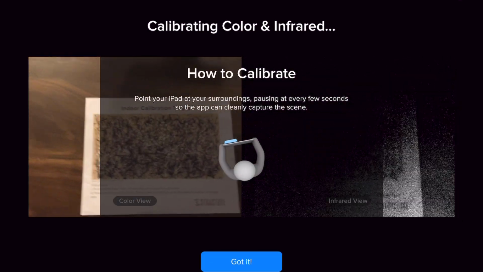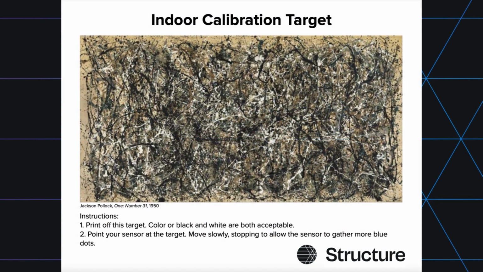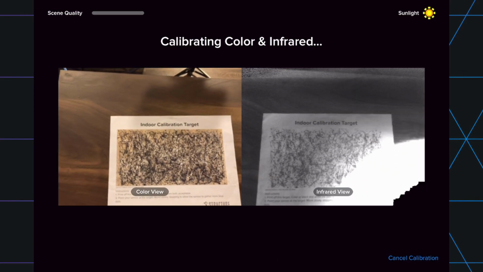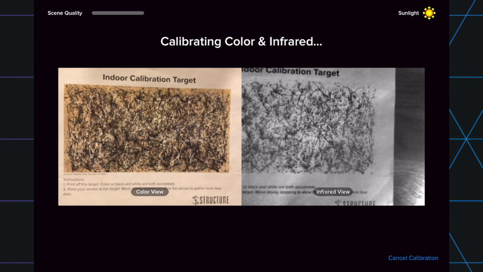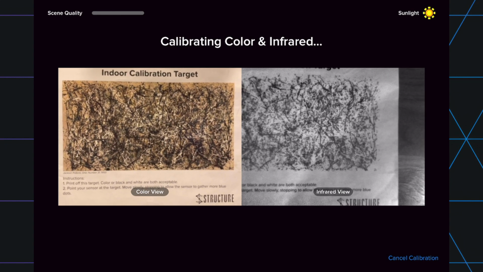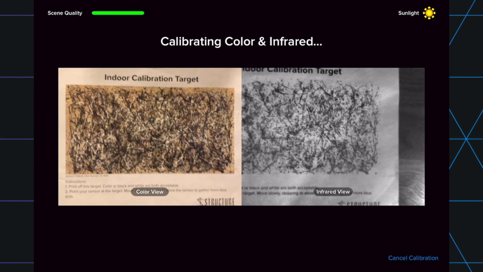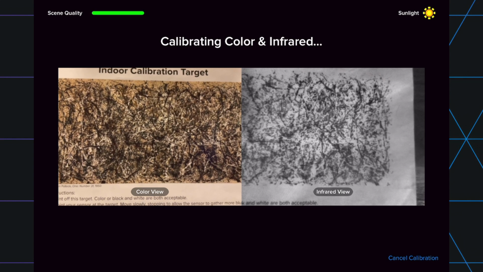The next goal is to find a complex, high contrast scene that appears clearly on both screens, similar to what we did outdoors. Since complex scenes can be harder to find indoors, we've developed an indoor calibration target to simplify the process. This target's inspired by the Jackson Pollock painting 1, number 31, which really captures the necessary complexities for calibration. Download and print the indoor calibration target using the link in the description. Point the cameras at the target and hold them steady until the process moves on to the next step.